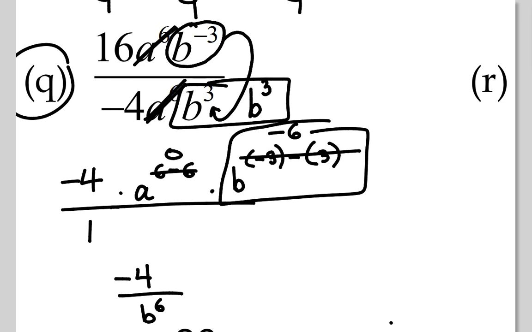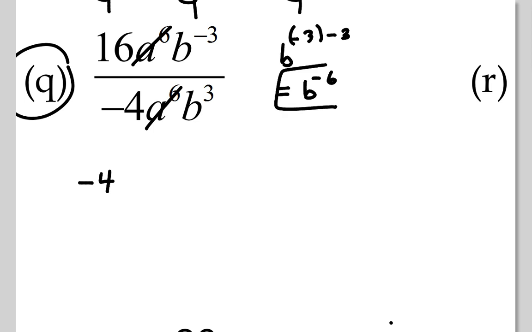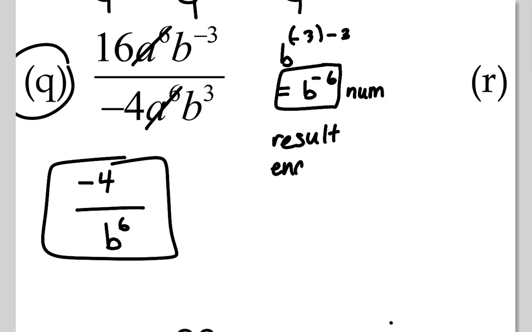Okay, so that's very messy, so I'm going to clean it all up and do it all over again. Okay, 16 divided by negative 4. The a's cancel. And then off to the side, negative 3, subtract 3. That's b to the negative 6. If I have b to the negative 6, that would be in the numerator after I do that rule. So then I can just slide it to the bottom with a positive. That's what you want. Again, so if you use this rule where you subtract the powers, the result ends up in the numerator.